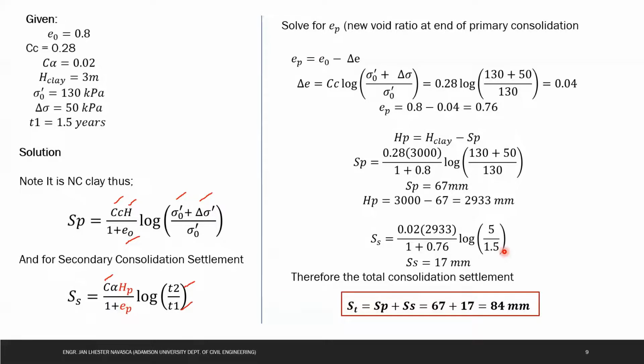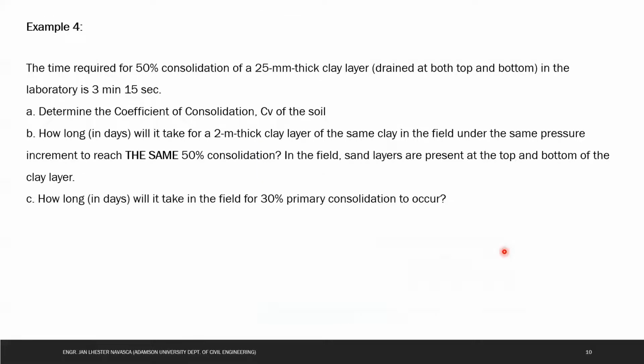Next problem. Example 4: the time required for a 50% consolidation of a 25 millimeter thick clay layer, drained at the bottom and top, in the laboratory is 3 minutes and 15 seconds. So you have laboratory work, drained at both top and bottom.